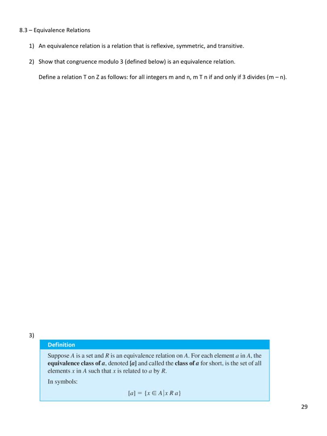equivalence relation. So we're defining a relation T on the integers as follows. For all integers m and n, m will be related to n if and only if 3 divides m minus n. So I want to show that this is an equivalence relation, which means I have to show three things. It's reflexive, it's symmetric, and it's transitive. So let's start with reflexive.